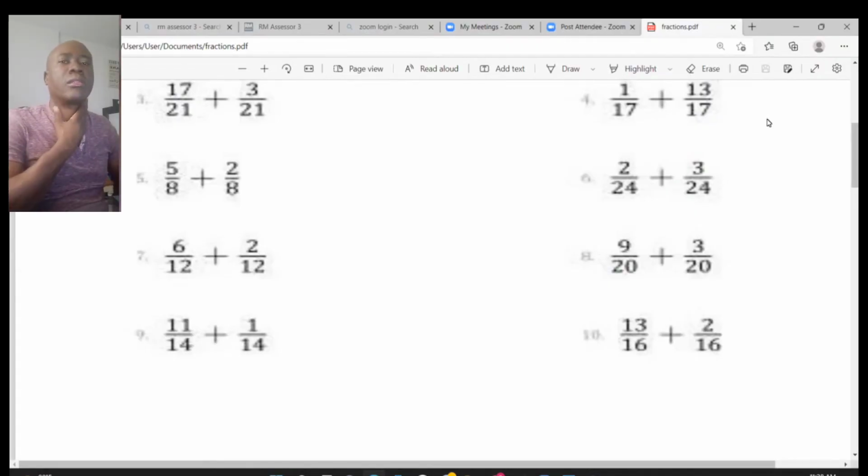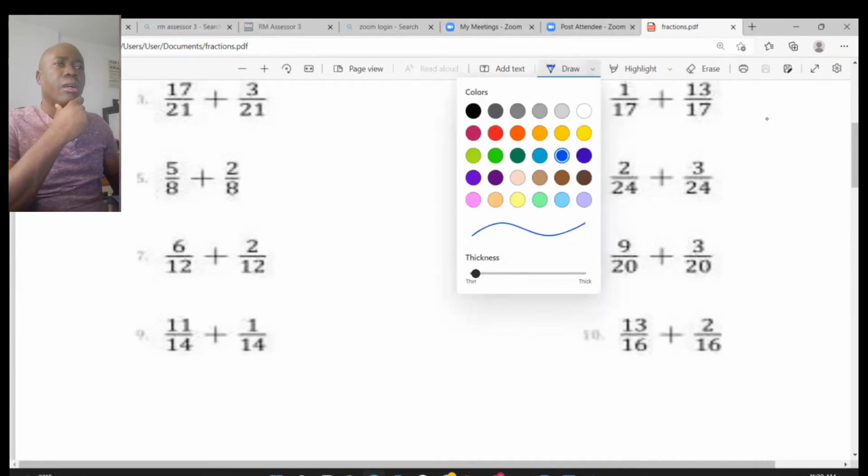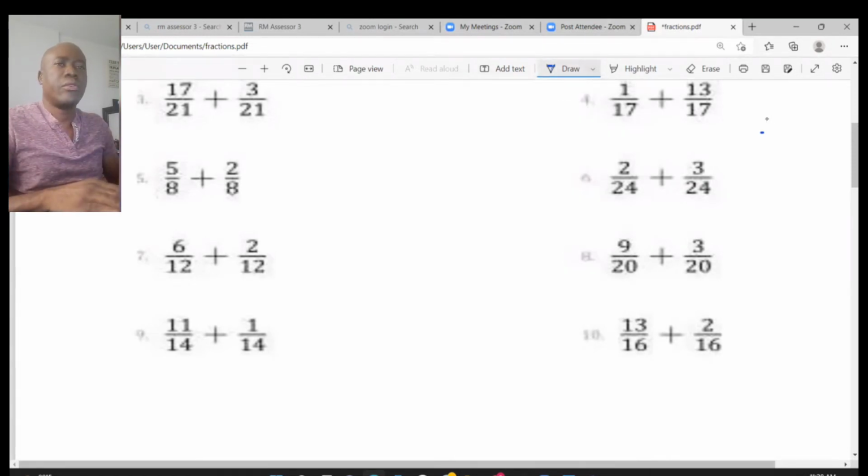And here we want to work on some fractions, so we want to be adding fractions that have the same denominator. Alright, so for example, we have this one. We're looking at 5/8 plus 2/8.